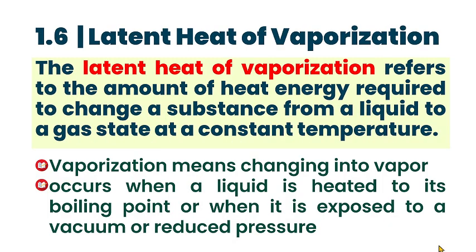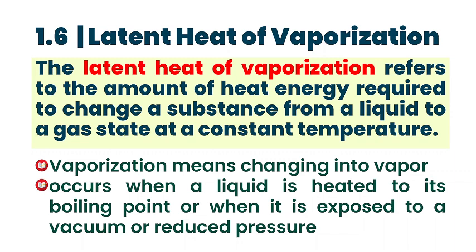Okay. The other measure of latent heat is called latent heat of vaporization. Latent heat of vaporization refers to the amount of heat energy required to change a substance from a liquid to a gas state at a constant temperature. Remember the word vaporization? Vaporization means changing into vapor. Vapor is one of the manifestations of the state of matter called gas.